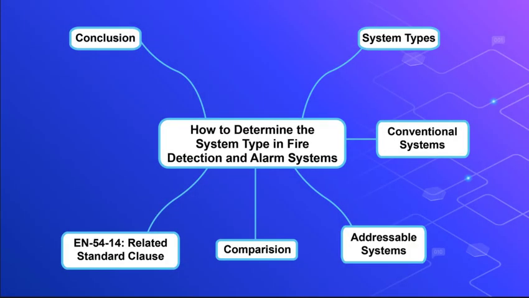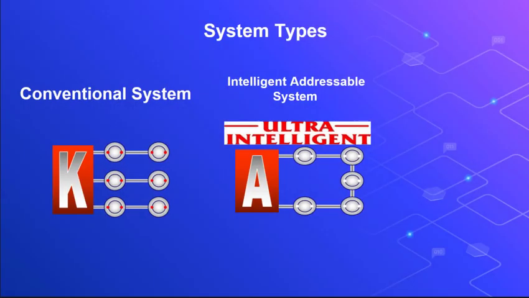How to determine the system type in fire detection and alarm systems. Conclusion: system types: conventional systems, addressable systems, compression. EN 54-14 related standard clause is the topic for today. System types. There are two types of system: conventional system and intelligent addressable system.